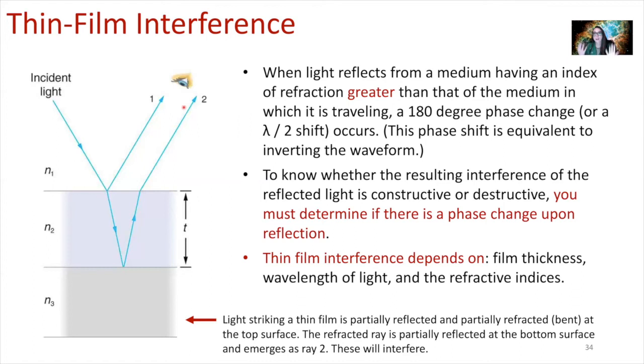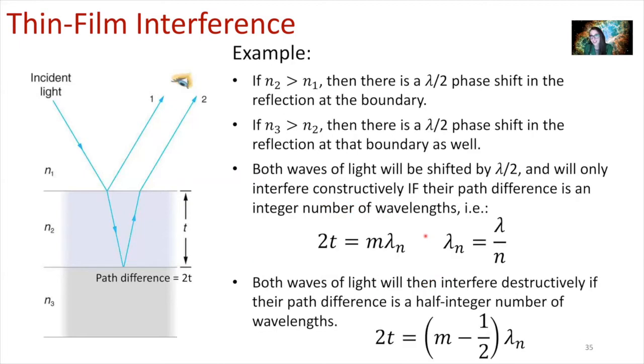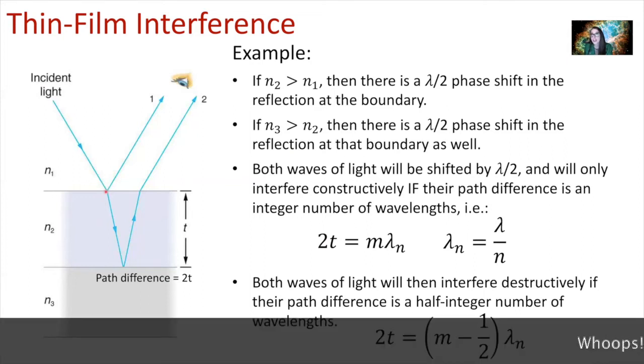In order to do that, you have to think about the indices of refraction and whether or not there's a phase change when there's a reflection of the light from the different material. So for example, here we have our substrate again, our thin film. If the index of refraction of the thin film is greater than the medium through which the light was traveling first, then right here at this boundary, there's a pi/2 phase shift in the reflection at the boundary. So we inverted our waveform for the reflected light.